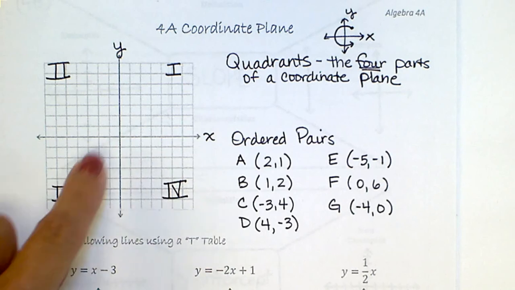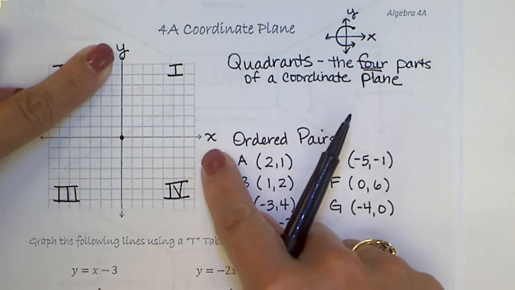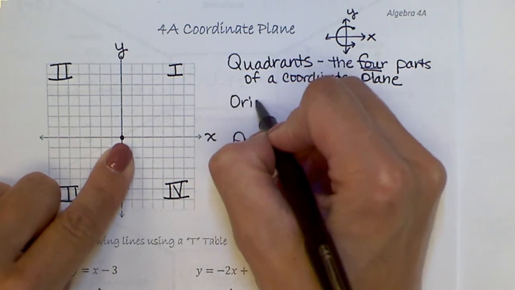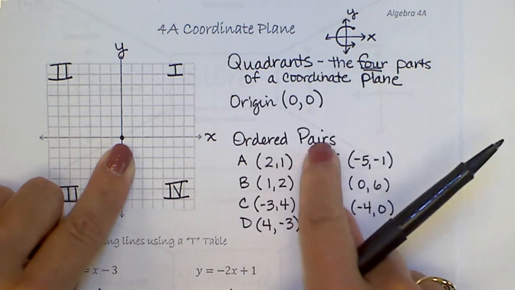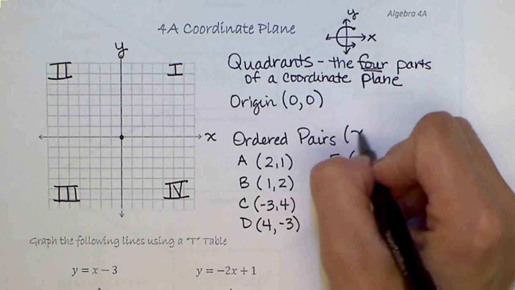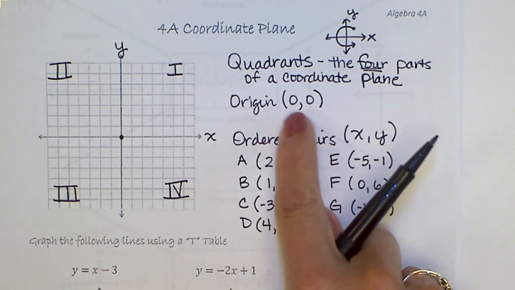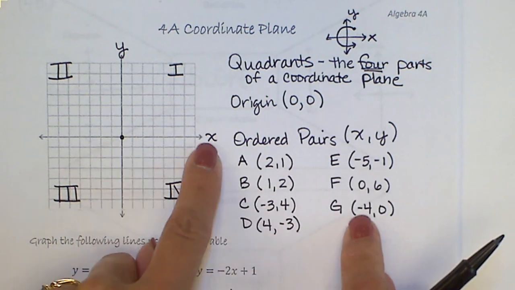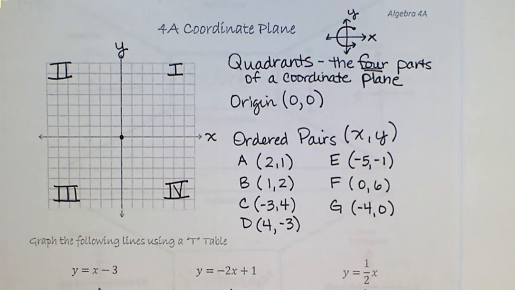Now, where these two axes meet, so this is known as the y-axis, this is known as the x-axis, this is known as the origin. And we refer to that as an ordered pair, (0, 0). Now, an ordered pair is made up of an x and a y value. The x, or the first number, so you'll see all of these first numbers here, refers to which way you're going to go on the x-axis. You always go on the x-axis first.